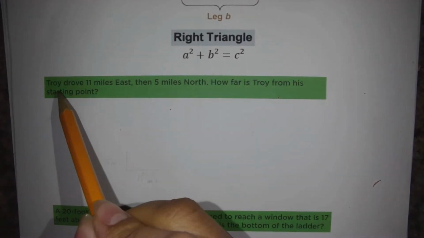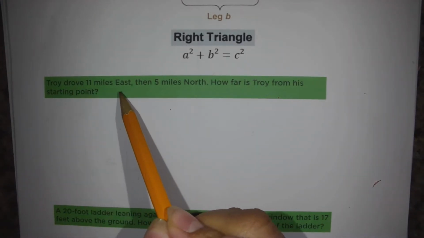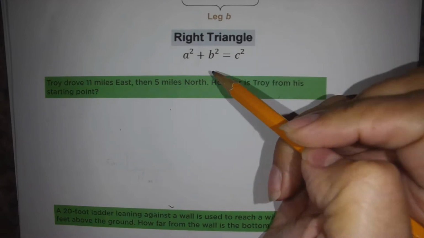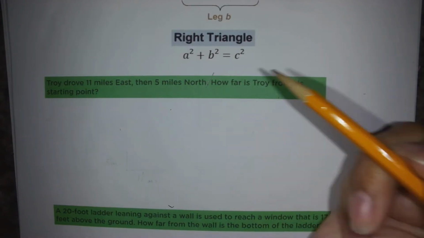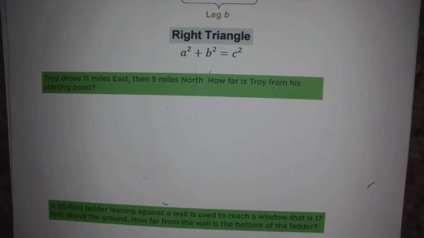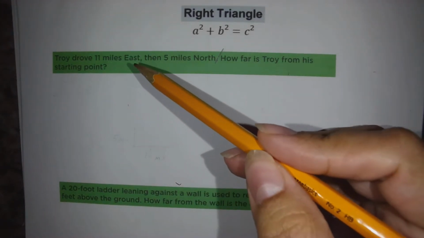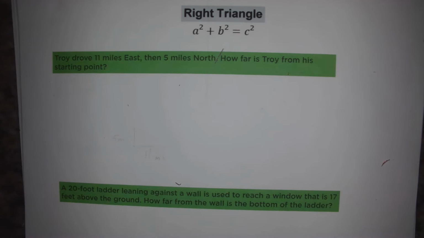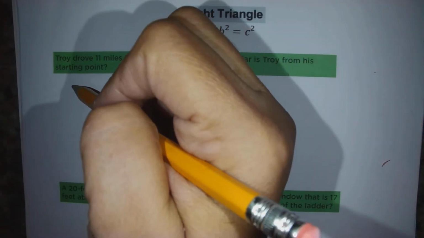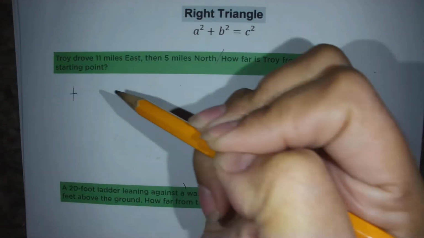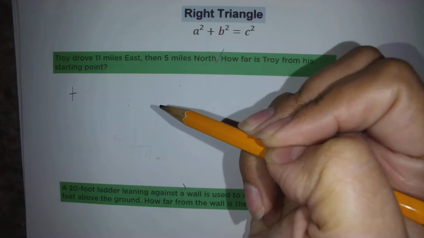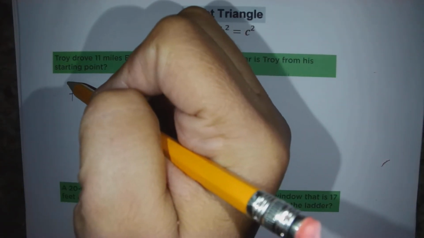So Troy drove 11 miles east, then 5 miles north. We have a period, we're going to stop. We're going to take some time to actually draw this out. So we see that we have east and north, so that means we've got some directions going on here. So we're going to draw a small little mini compass. And then we're going to go ahead and label north, east, south, and west.